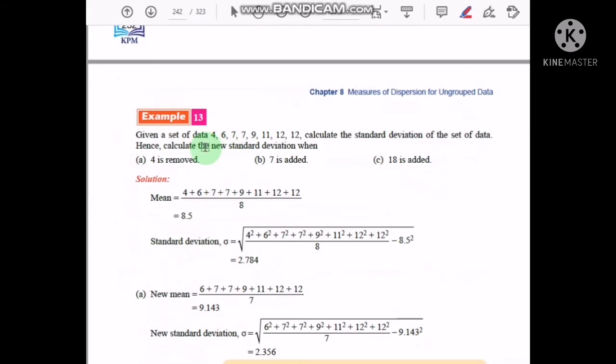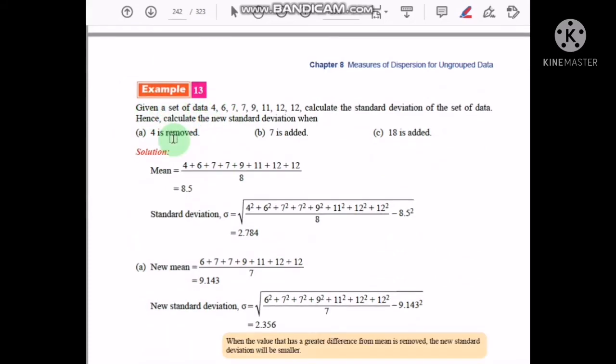Okay, look at example 13. Given a set of data 4, 6, 7, 7, 9, 11, 12, 12, calculate the standard deviation of the set of data. Hence, calculate the new standard deviation when 4 is removed.